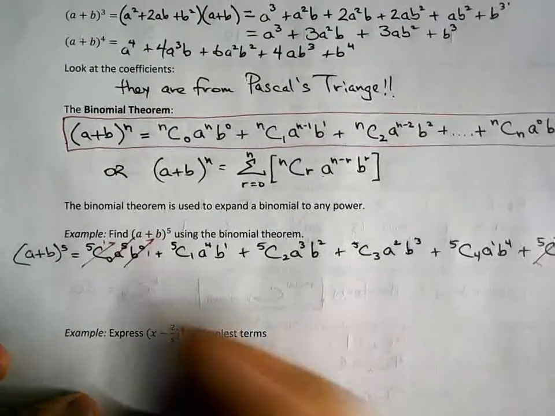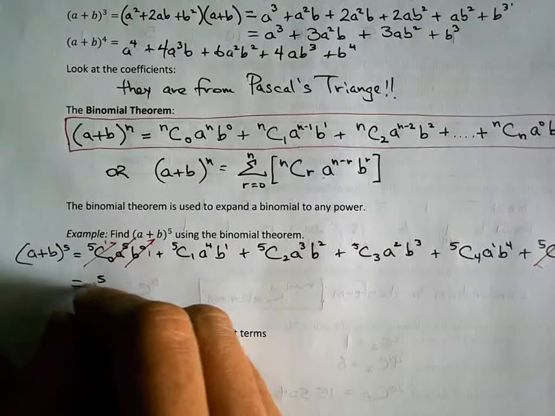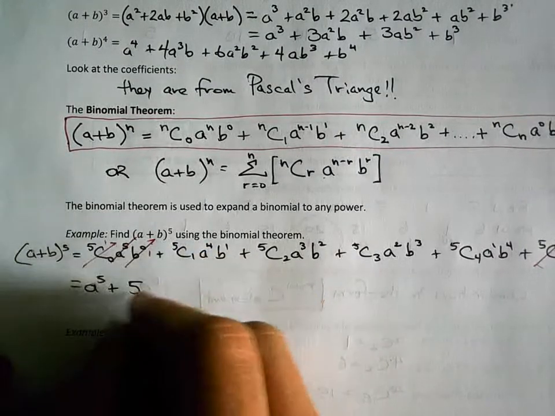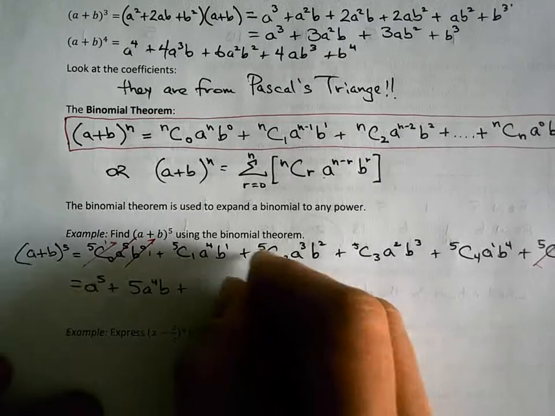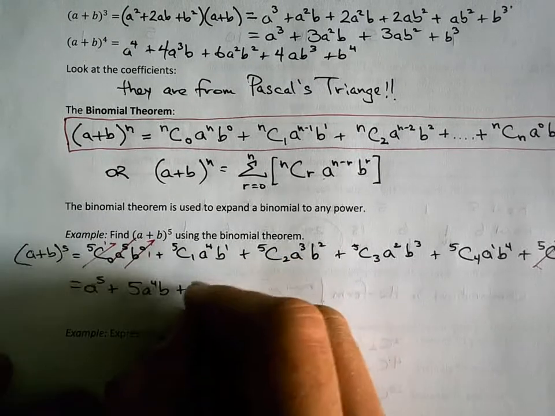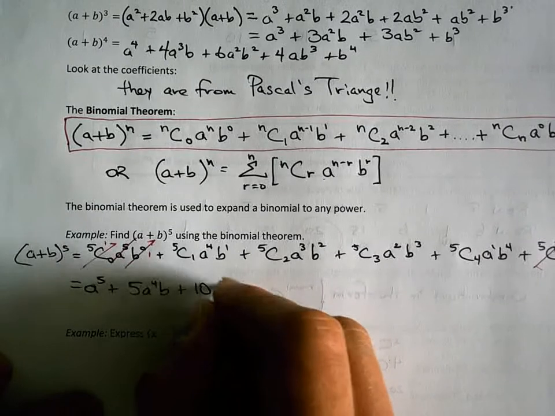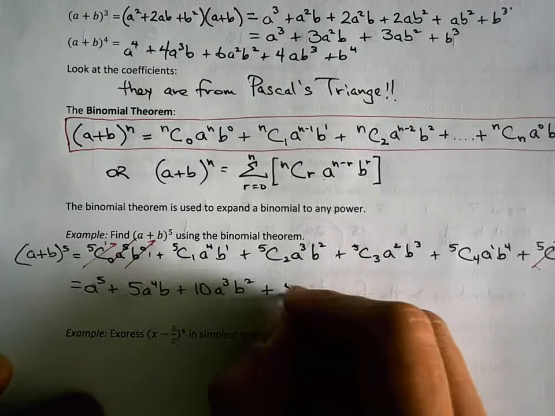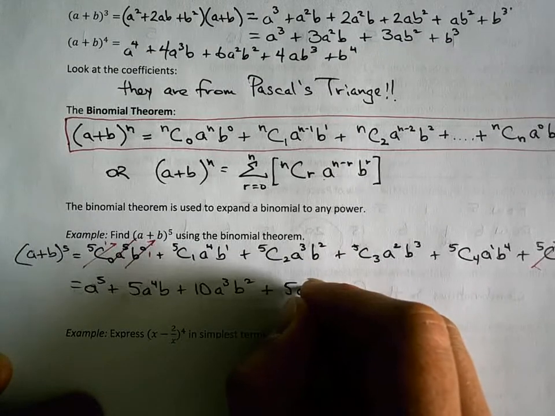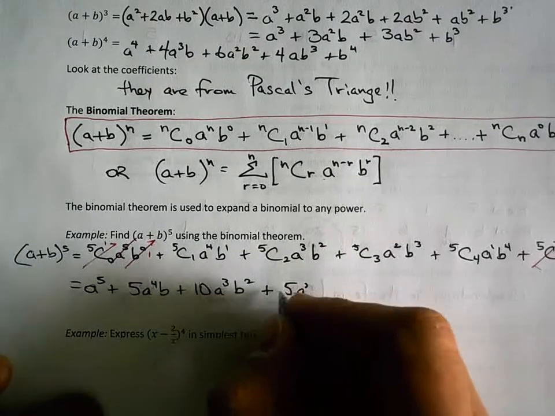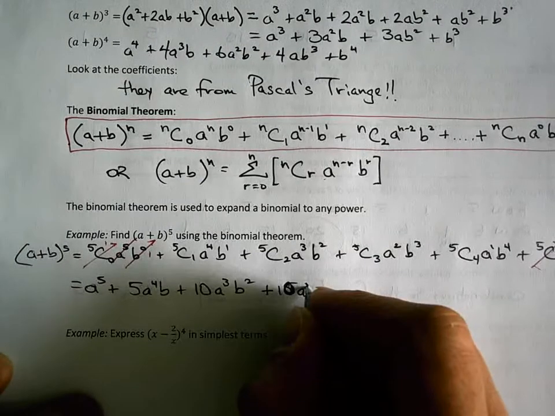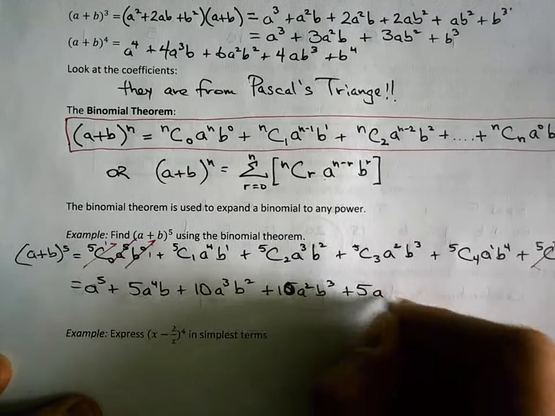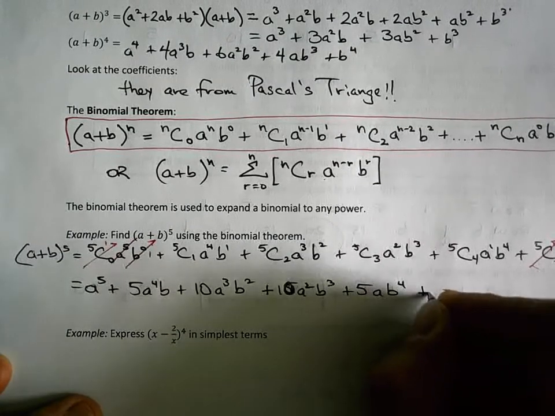So my final answer is going to be a to the power of 5 plus 5 a^4 b. This 5 choose 1 is just 5. 5 choose 2, look at my Pascal's triangle, type it in, that's 10, so that's 10 a^3 b^2. 5 choose 3 is, that's 10 again, sorry, I didn't write that down right. 10 a^2 b^3, plus 5 a b^4, plus b^5.